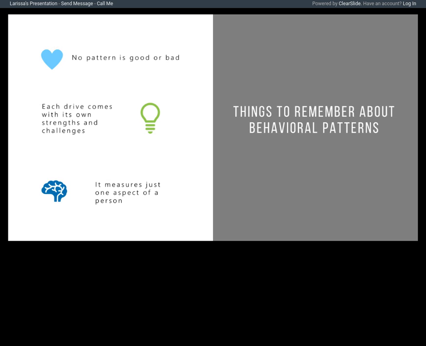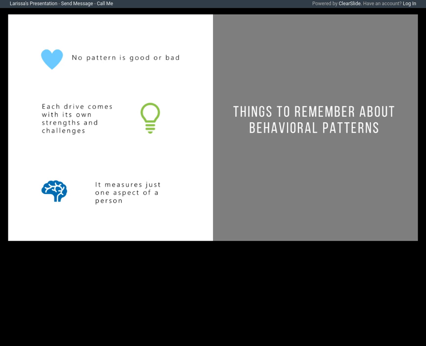All right. So things to remember about all of the behavioral patterns, and we can't stress this enough because we hear it a lot: there is no pattern that is good or bad. There is no pattern that can indicate if someone is crazy. There's no pattern that can indicate any of those kinds of things. Each drive comes with its own strengths and challenges. I kind of look at it as the double-edged sword. There are things that get us where we're going, and there are the same things that can hold us back at times. So understanding both sides, the strengths and the challenges of each drive and inherent in each pattern, is the important part. But there is no good or bad pattern.